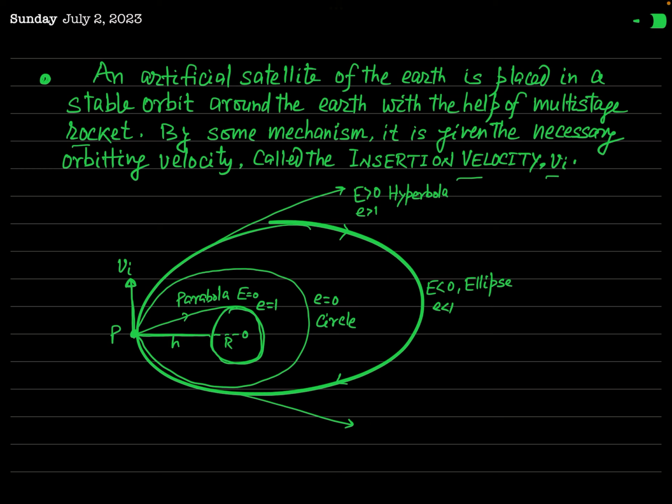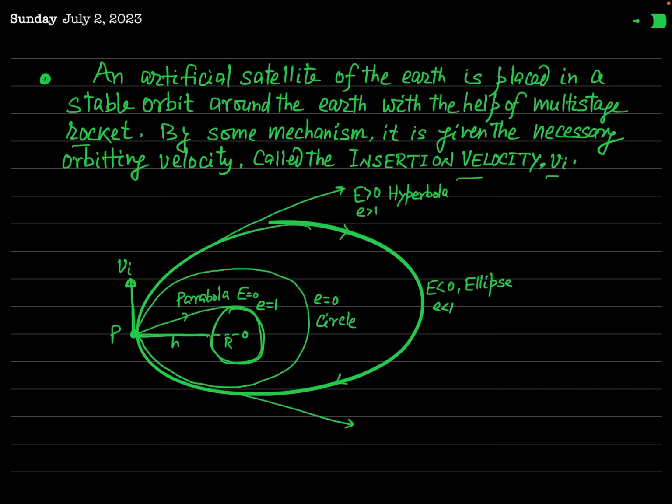For this we will find the total energy of the satellite revolving in an orbit which is at a height, let us say h, at the point of projection P, and the velocity with which the satellite is projected. We have to find it. So now let us try to find the total energy of the satellite when it was at a point P, which is at a height h from the surface of the Earth.